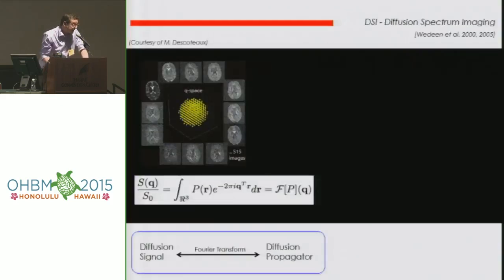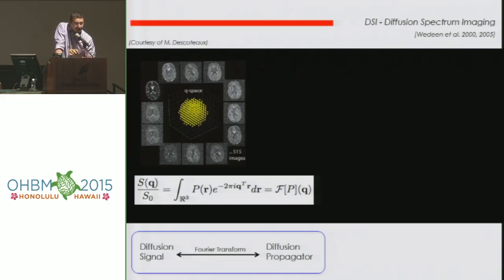Okay, now, this was kind of a summary. Now, let's have a look specifically at what we mean by DSI. What is the propagator? Well, DSI is probably the most famous technique in terms of model-independent approaches, and it is based on a very nice relation: given the diffusion signal acquired in a particular way, we can immediately obtain the diffusion propagator by using a simple three-dimensional Fourier transform.